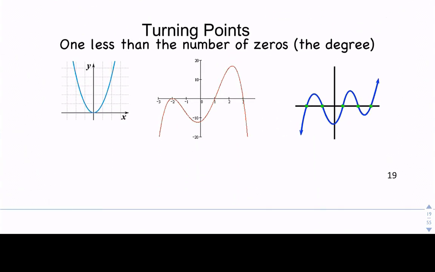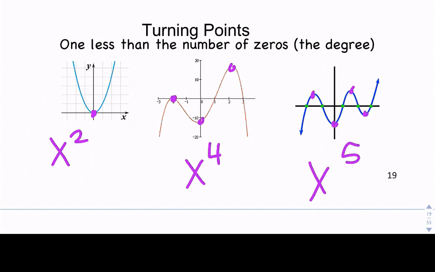Last thing we looked at is the number of turning points. The rule is it's one less than the number of zeros. All right, the degree. This would be an x squared as the highest power, because that's one turning point. This has 3 turning points, so it's x to the 4th. This has 4 turning points, so x to the 5th. You can take a look at field goal or bendy straw functions. So these are field goal functions because they end the same way.